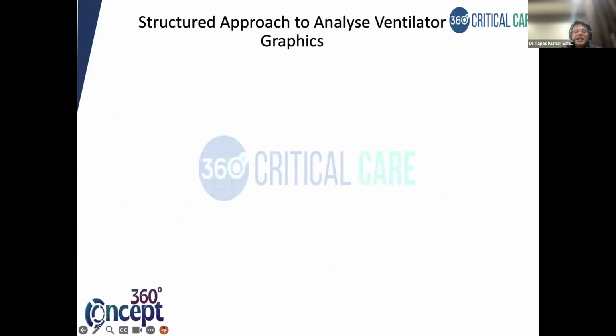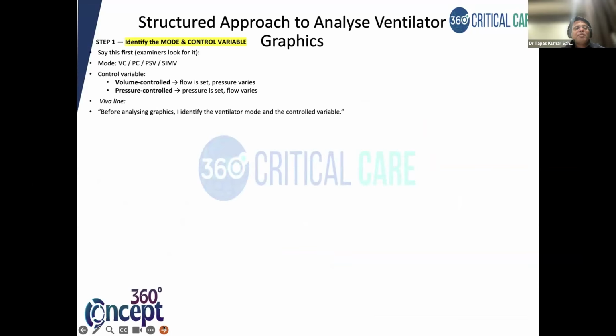Now, at the end, I would be giving you a structured approach to analyze the ventilator graphics. Just remember the steps in the examination. If somebody asks you, can you summarize or analyze in a very structured approach the ventilator graphics, you can start like this. Step one, identify the mode and the control variable. Say this first. Examiners would always look for whether it is volume control, pressure control, pressure support, or SIMV mode.